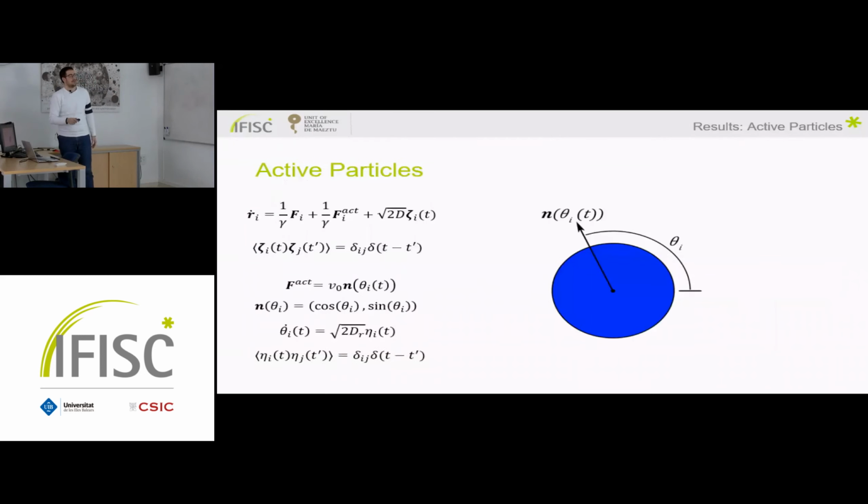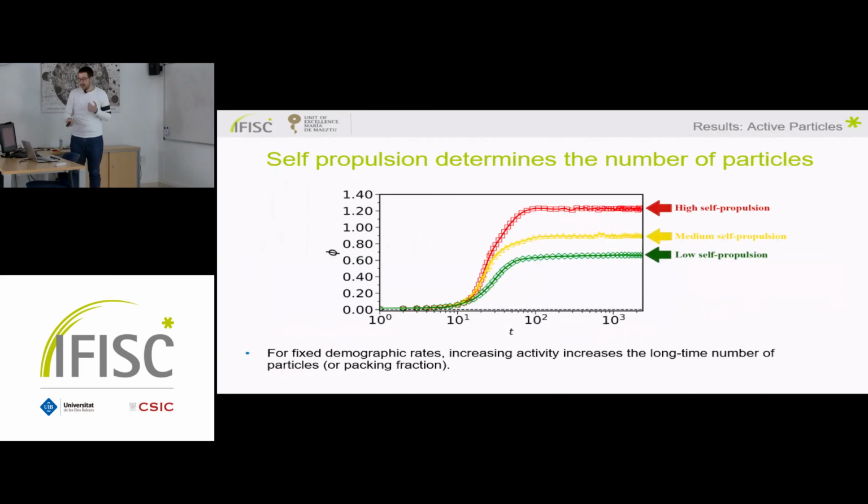Okay. Everything before is for passive Brownian particles. Now we are going to explain the results for active particles. Active particles means that these particles have a force with a fixed modulus and a direction, and the direction changes over time. Okay. What we obtain is that depending on the self-propulsion, the number of particles depends on the particle variety.